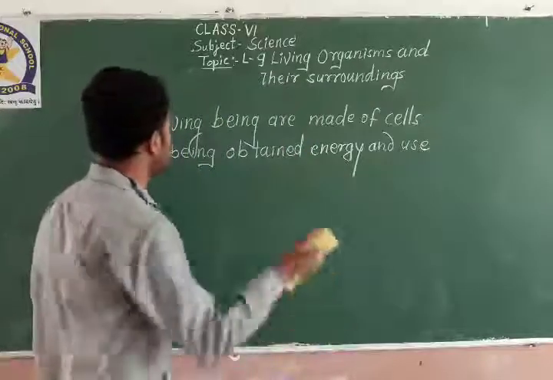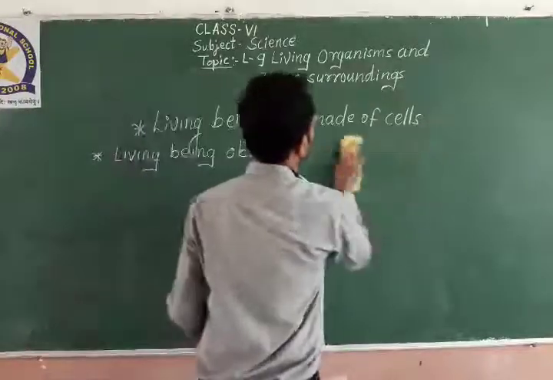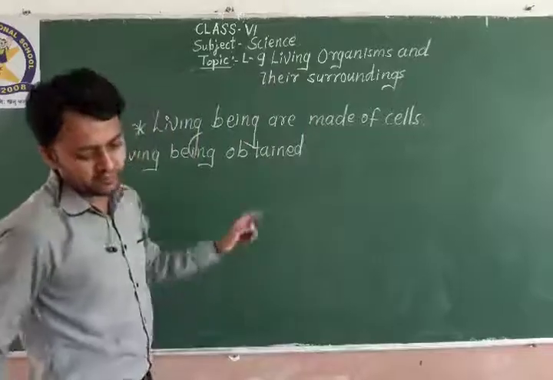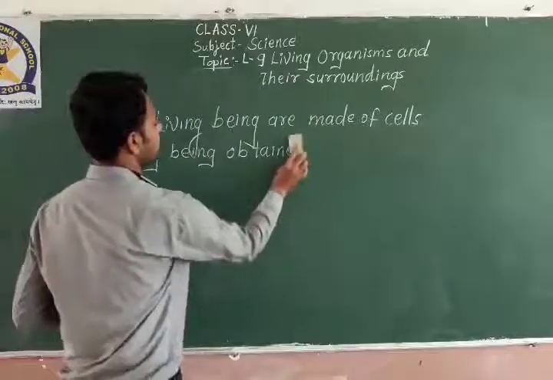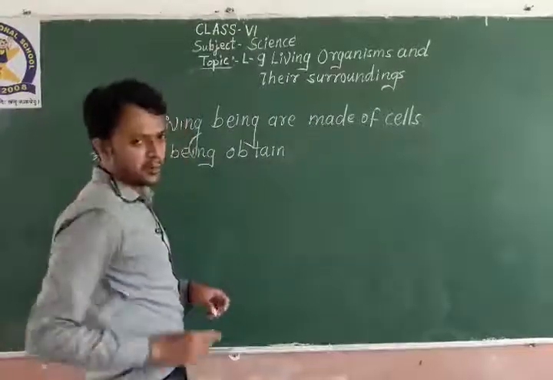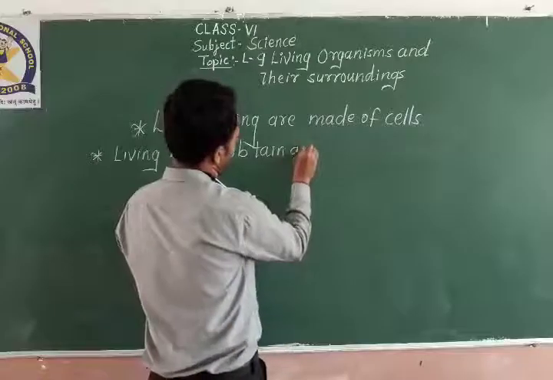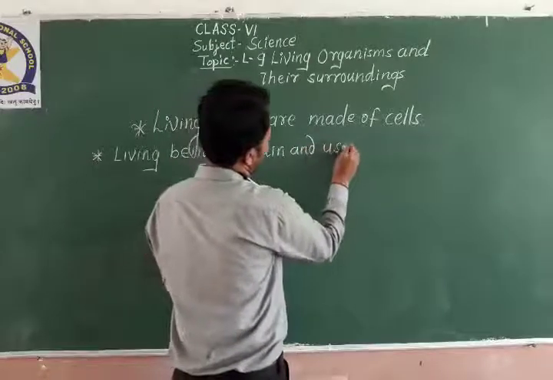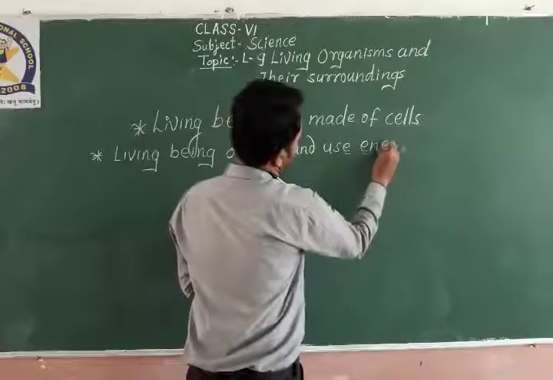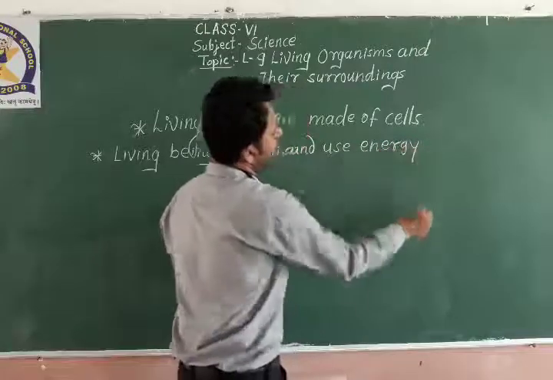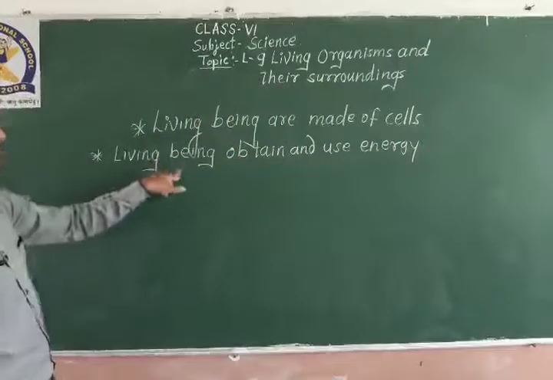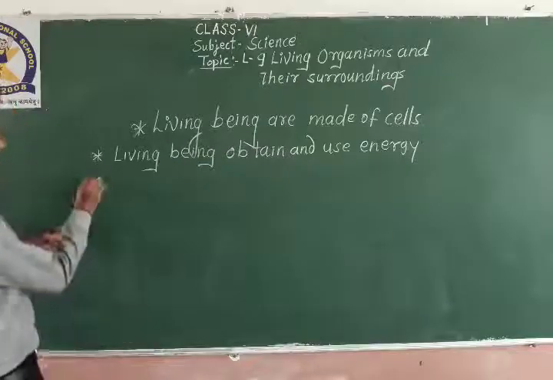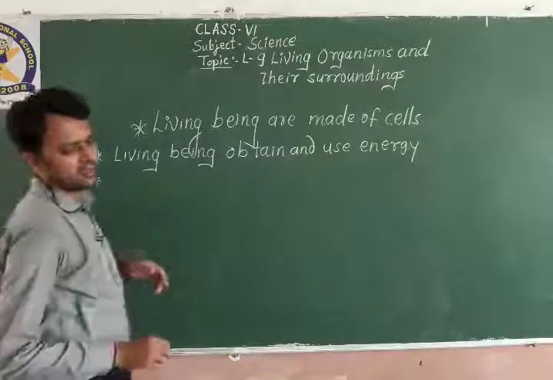Okay, we'll write it this way. Living beings obtain and use energy. Living beings obtain and use energy is the second important feature of living things.